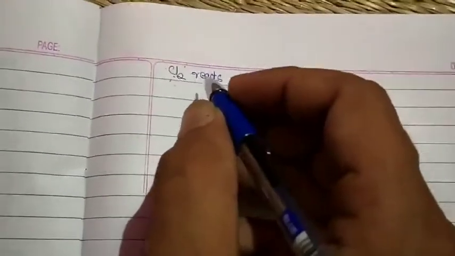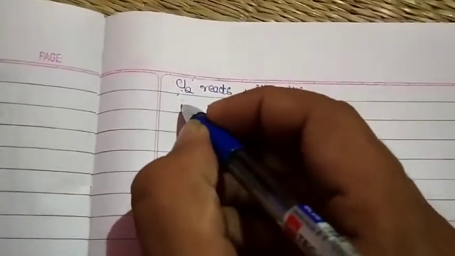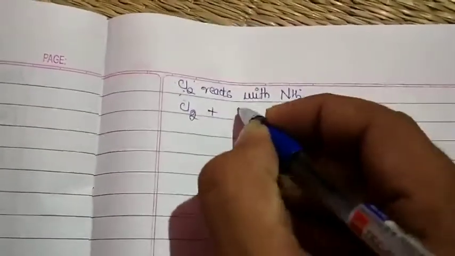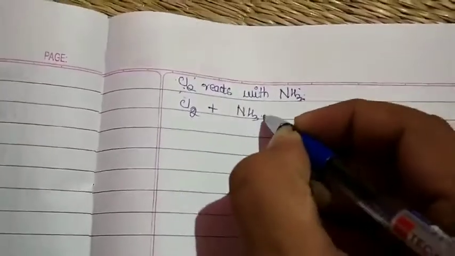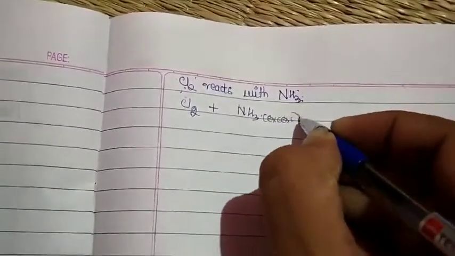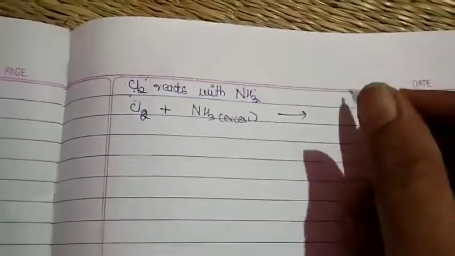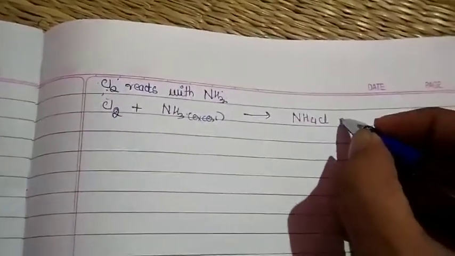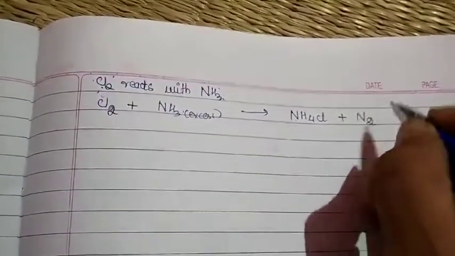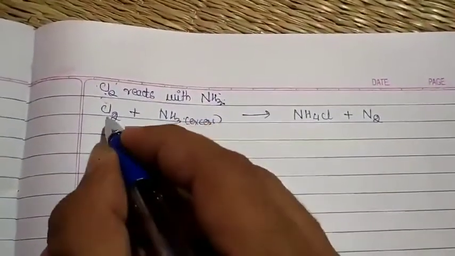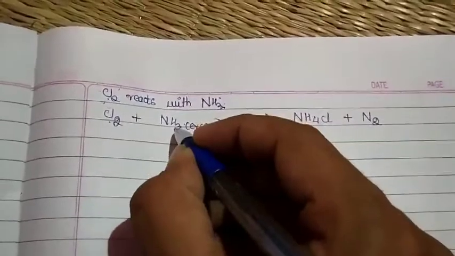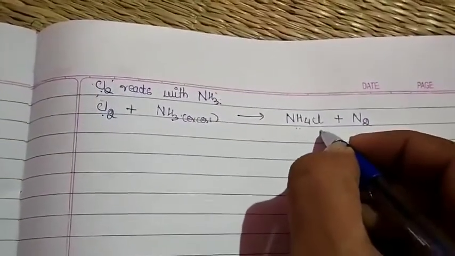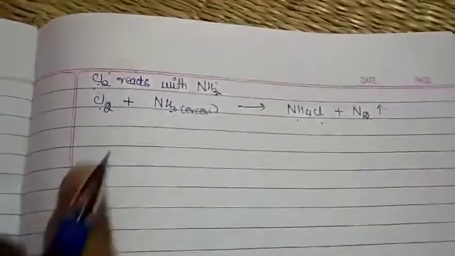So first of all we are going to see what happens when chlorine is treated with excess of ammonia. Okay, excess of ammonia. Do remember, when you treat chlorine with excess of ammonia, basically you are going to get ammonium chloride with the liberation of nitrogen gas.